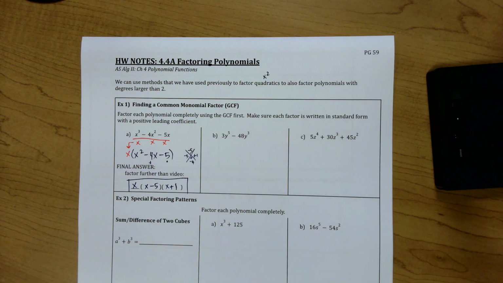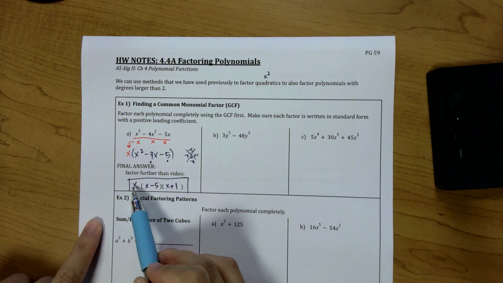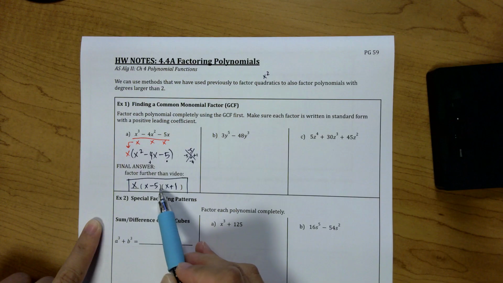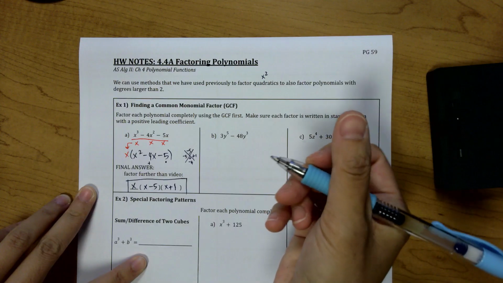Now, please be aware that it doesn't matter what order you technically write your factors in, but we like to write the monomial first. So if you have a single term, please write that in the front. We don't like to stick x in the middle. It's just standard practice. Okay, so let's do the same thing here.